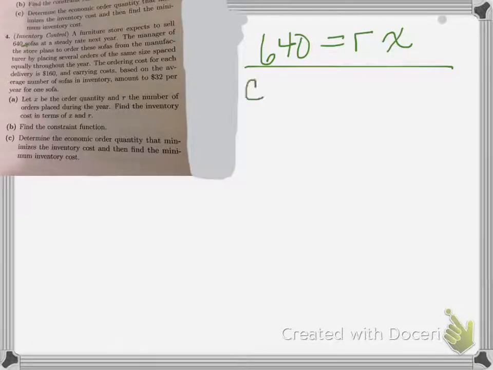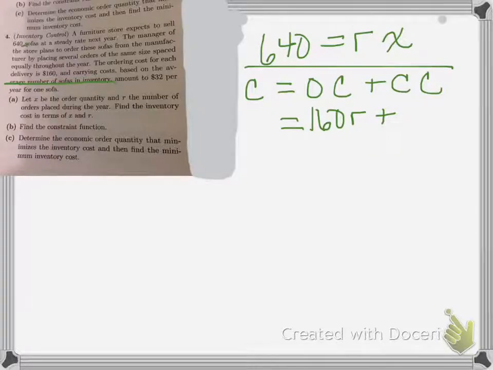Okay, let's start building our costs. We know that cost equals ordering costs plus carrying costs. The ordering cost for each delivery is $160. So ordering cost is a delivery, so that's R. So I have $160 R plus carrying cost, based on the average number of sofas in inventory, amounts to 32 per year for one sofa. So 32 times X, but because it's based on the average inventory, I'm going to divide that X by 2.